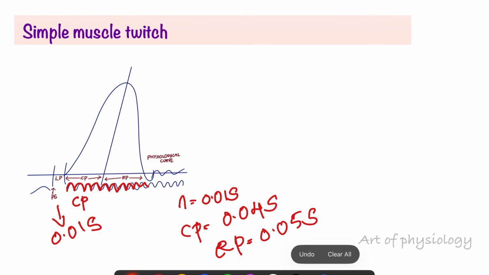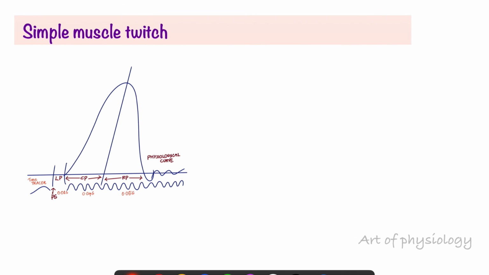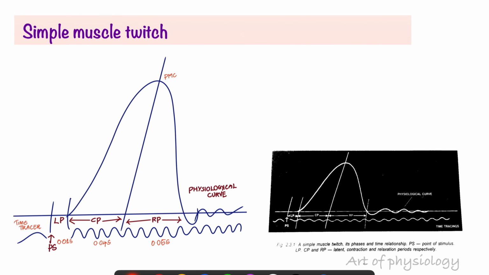If you are drawing this graph, don't forget to draw these time traces. So time traces, the point of stimulus, the latent period, contraction period, relaxation period, physiological curve and point of maximum contraction. These are the important points that you should learn in this simple muscle twitch. And this is how you will get the graph for exams in a black and white chart. So this is the simple muscle twitch graph and these are the important points.